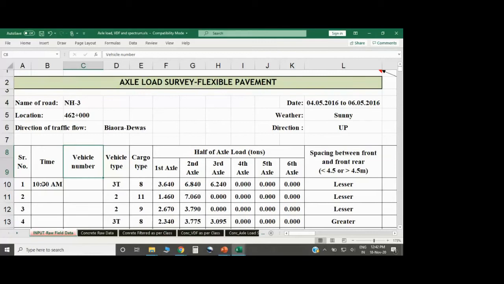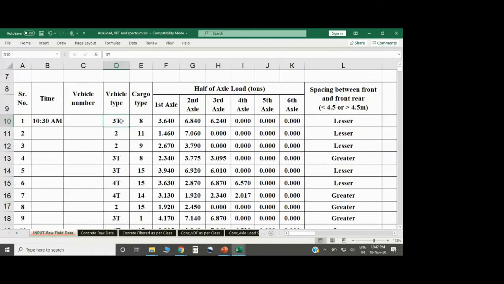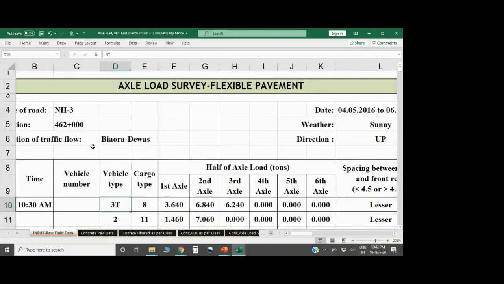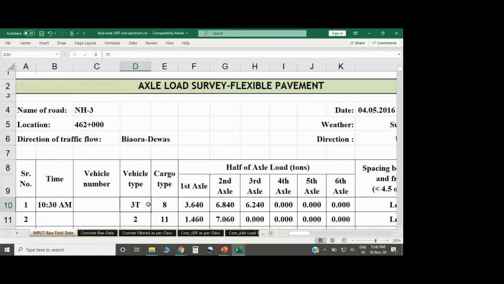You can see you have a timestamp over here. Vehicle number, though the column is written over here, but it's very difficult to note down the registration number of the vehicle. Then you have vehicle type. In this vehicle type, you can see we have done some coding, that is 3T to 4T. So this is the number of axles, that is 2 axle, 3 axle, or 3 axle in tandem, or 3 axle in tridem.